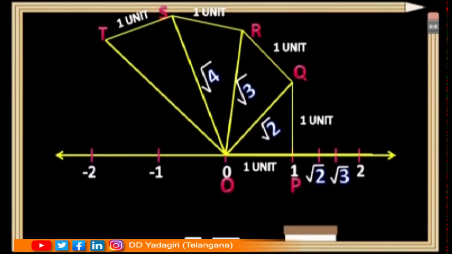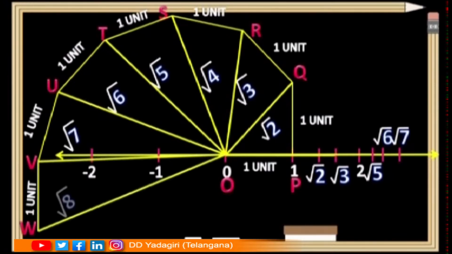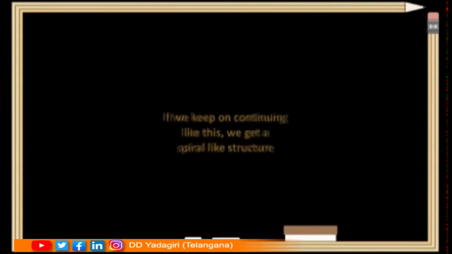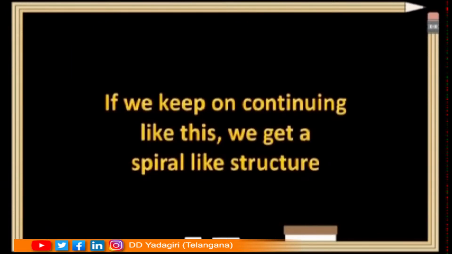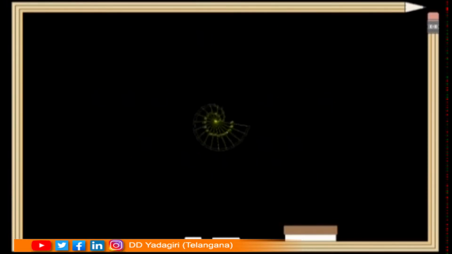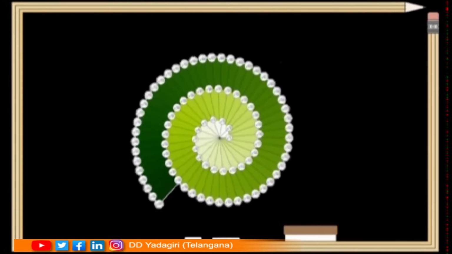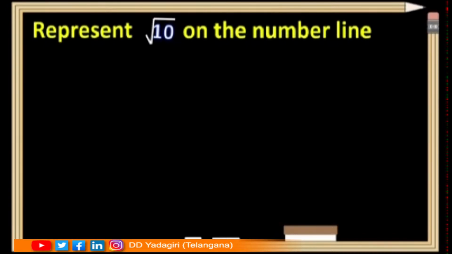So root 5, like this, draw an arc which meets the number line at that point. Next root 6, like this, continue the same process. If we keep on continuing like this, we get a spiral-like structure which is called the square root spiral. So this is a beautiful square root spiral. This can also represent root 10 on the number line.